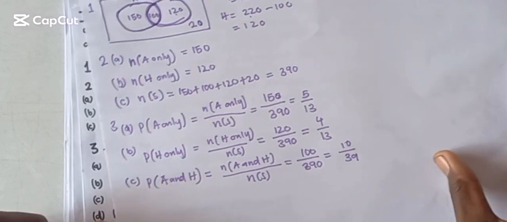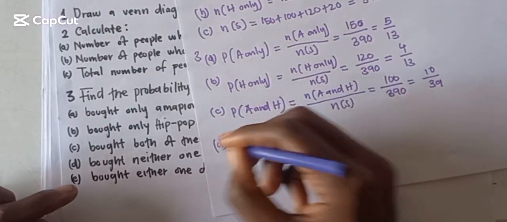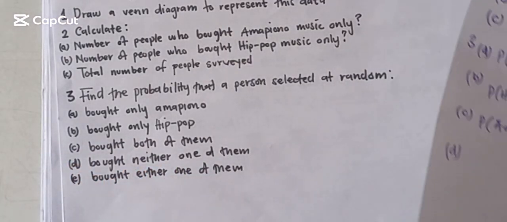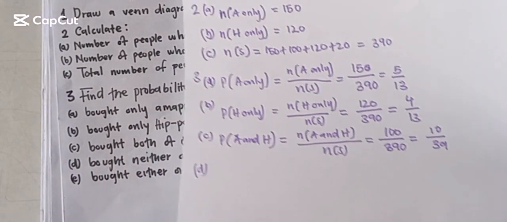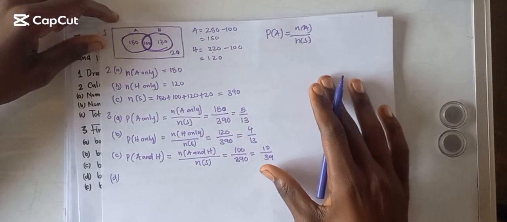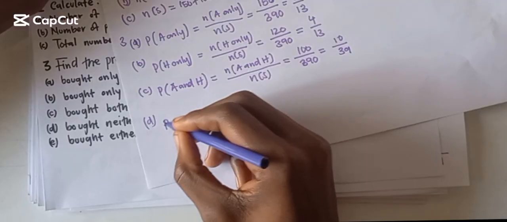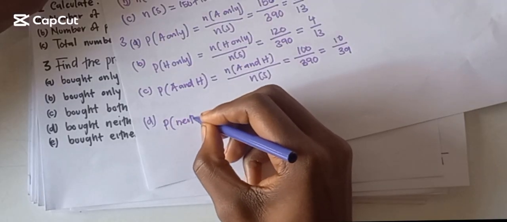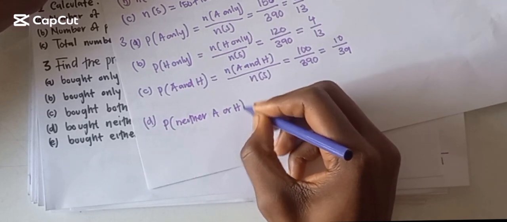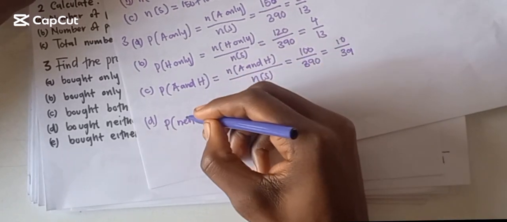So going to letter D, you want to know those who bought neither one of them. When they talk about neither, where do we find that kind of total number? We find it outside the circles but inside the rectangle. So how do we write that one? We're going to say the probability of neither A nor H. You have to get used to this probability notation.